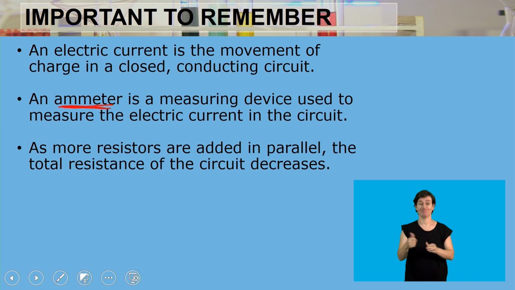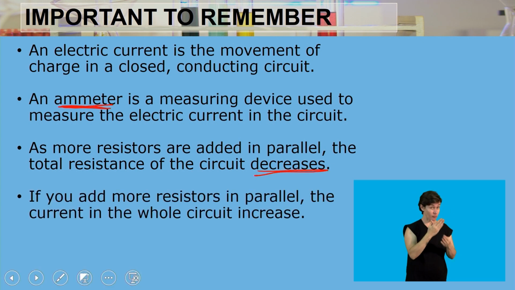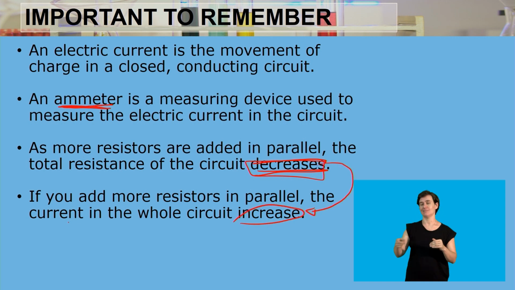And then, as more resistors are added in parallel, the total resistance of the circuit decreases. Because the total resistance of the circuit decreases, the current strength is going to increase. So as we add more resistors in parallel, we are actually decreasing the effective resistance of that circuit, and by so doing, the current strength is going to increase.